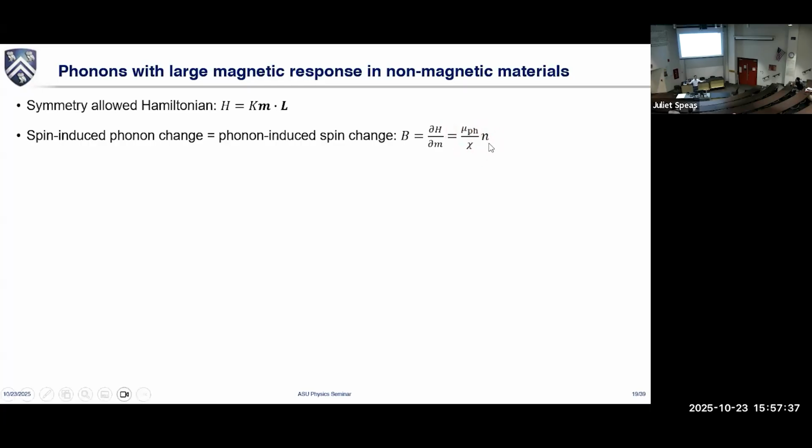And at least this part is pretty easy to do. You just have a piece of material, put it in a high magnetic field, and then measure the phonon frequency change. That's a Zeeman effect, which gives the phonon an effective magnetic moment. And how large is that?